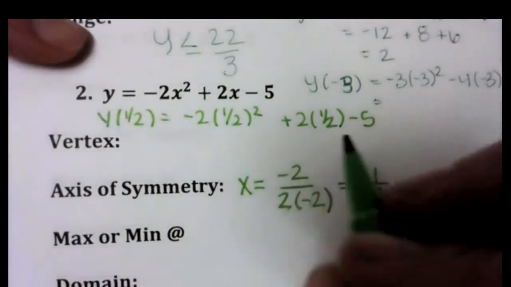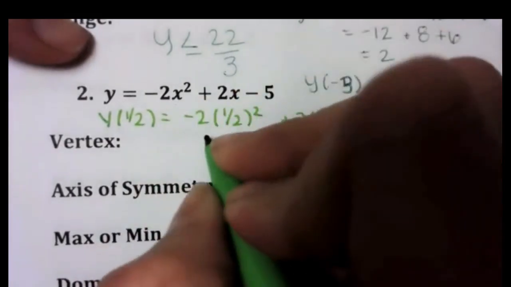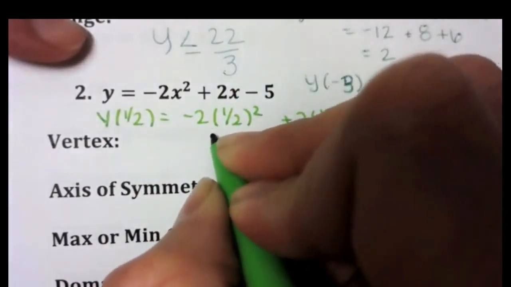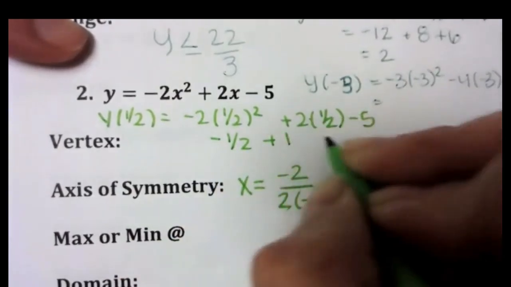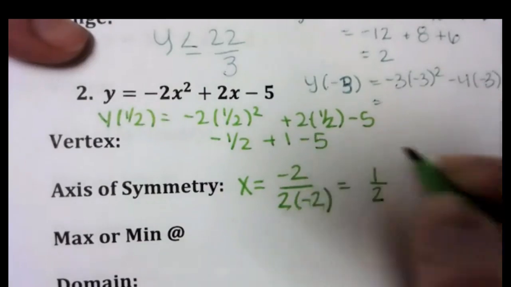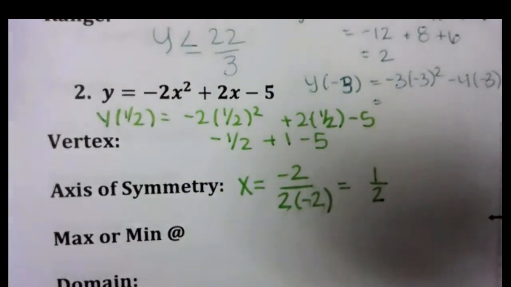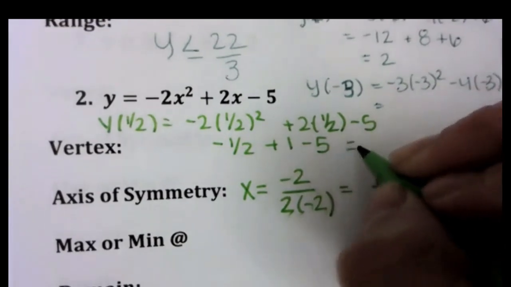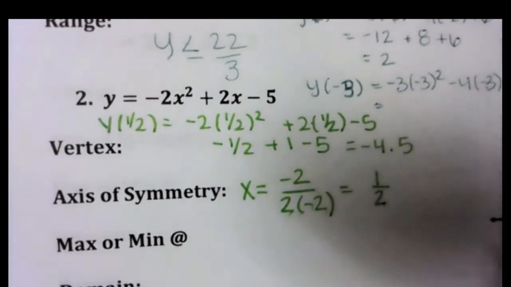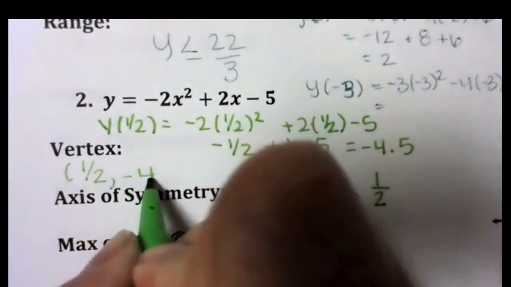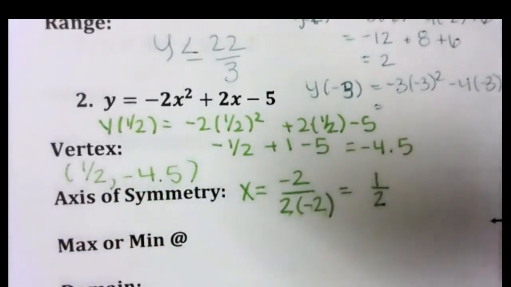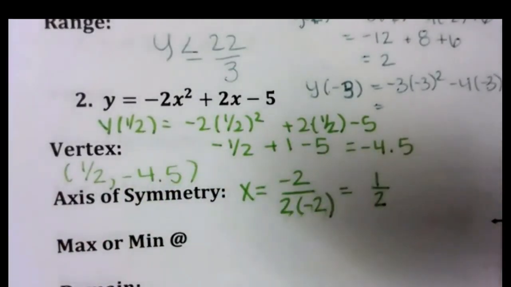So a half squared is a fourth. A fourth times -2 is back to -1/2. A half times a half is 1. So you get -5, 0.5 plus 1, which is -4.5. So what that means is my vertex is at 1/2, -4.5. So that's not truly all that bad.